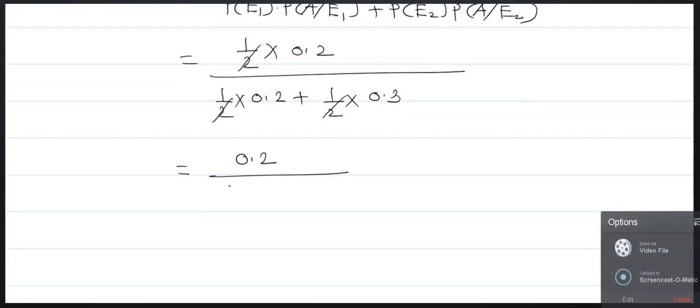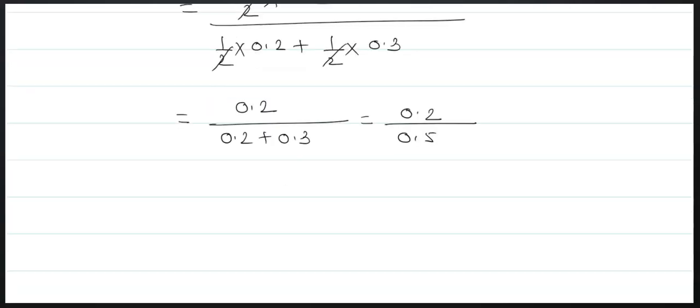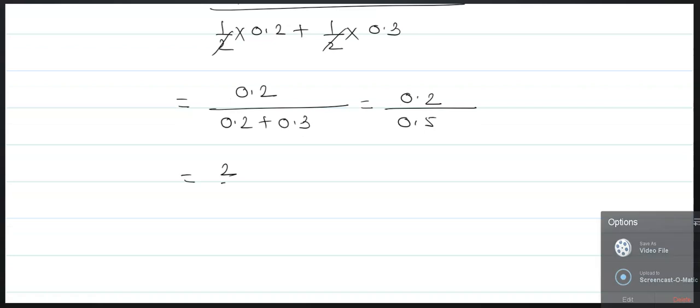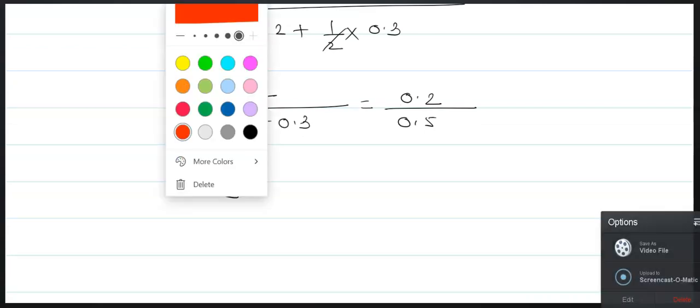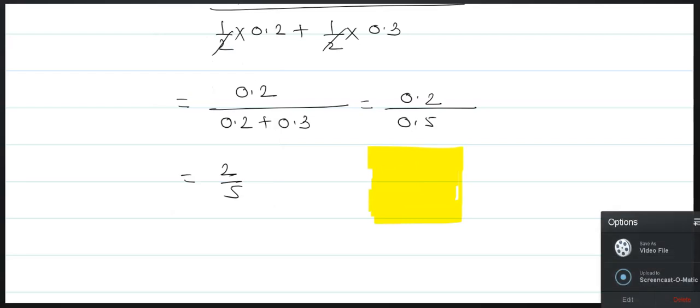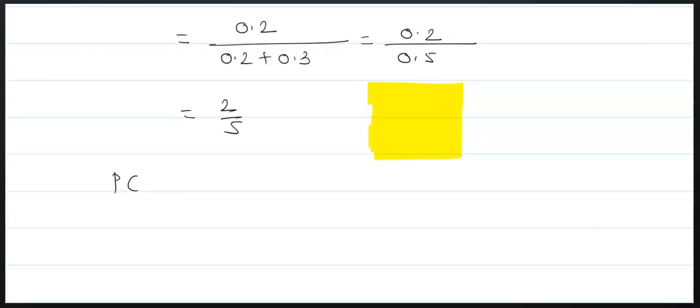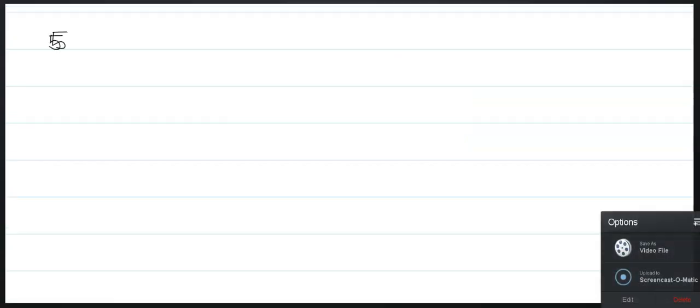That is 0.2 upon 0.5, and that is equal to 2 by 5. This is our required probability. The answer in the textbook is different. That's all in this manner. If you agree, then write this: therefore, probability of E1 conditional A is equal to 2 by 5.